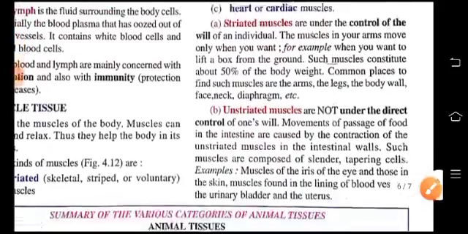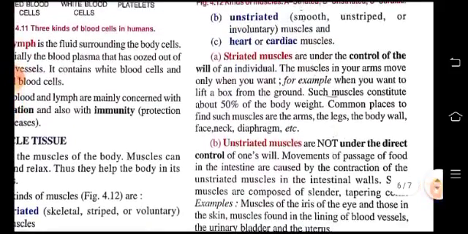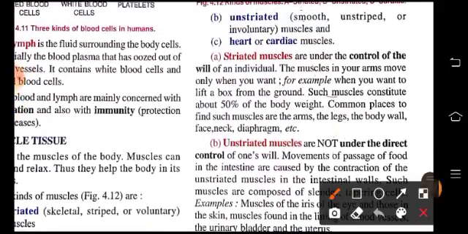So striated muscles are under the control of the will of an individual, like the muscles in our arms. Whenever we want to move, it moves. If we want to lift a box from the ground, then we move our hand. Now these types of muscle cells constitute about 50% of the body weight, for example the muscles of the arms, the legs, the body wall, face, neck and diaphragm.